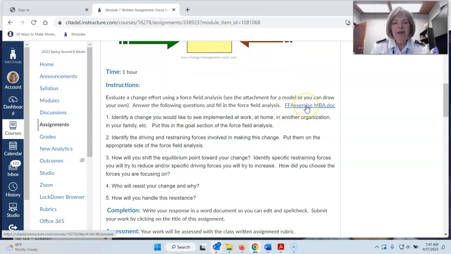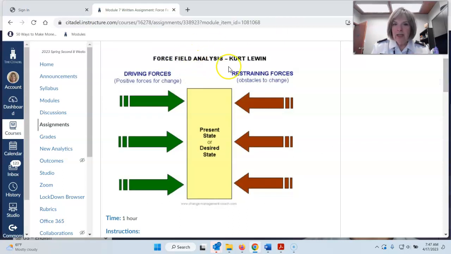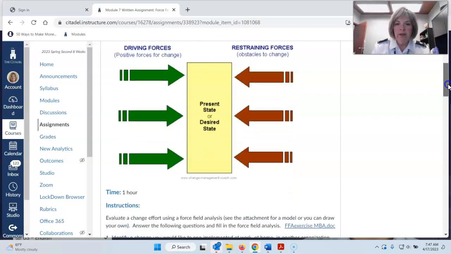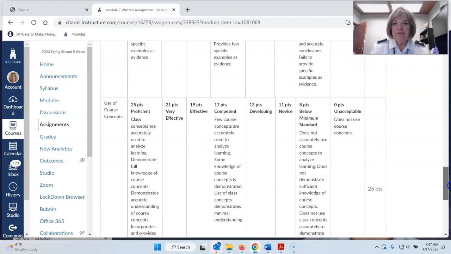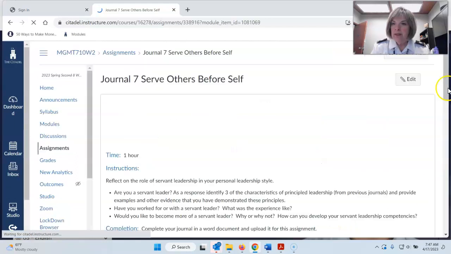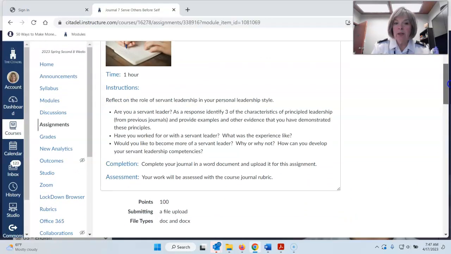So I have a file here that has a force field analysis on it. You don't have to use this file. Sometimes the formatting gets messed up. But basically, first of all, identify a change you would like to see, and then create your own force field analysis, or just somewhere identify the driving forces and the restraining forces. And then third, what will be your strategy for shifting the equilibrium point? What specific restraining forces will you try to reduce, or what specific driving forces will you increase? Who will resist? You can be sure someone's going to resist any change, and why, and how will you handle that? So that's your last written assignment, and then your final journal assignment: serve others before self.